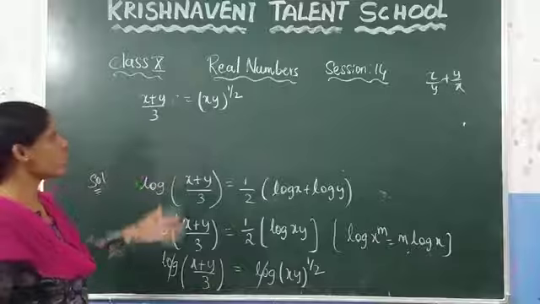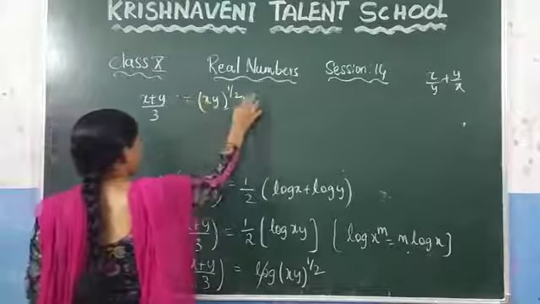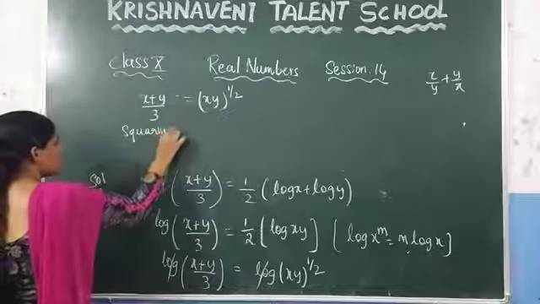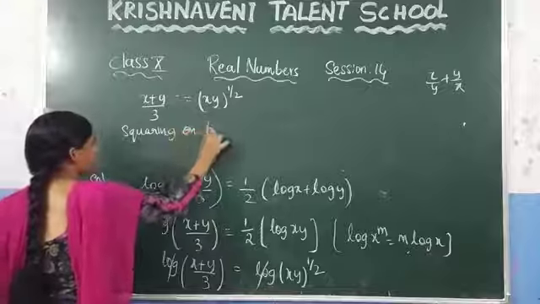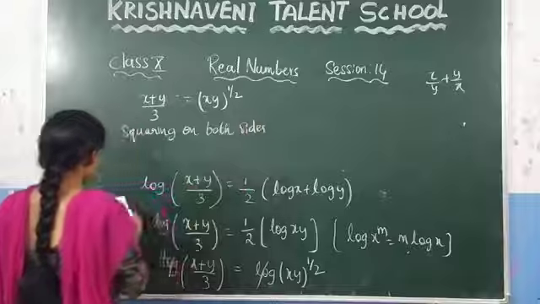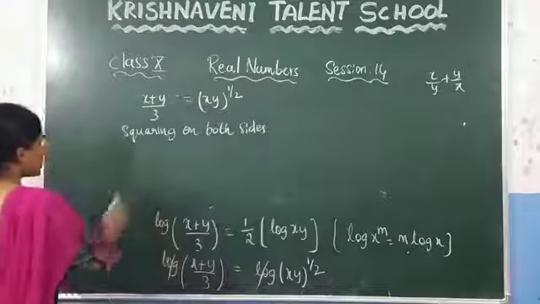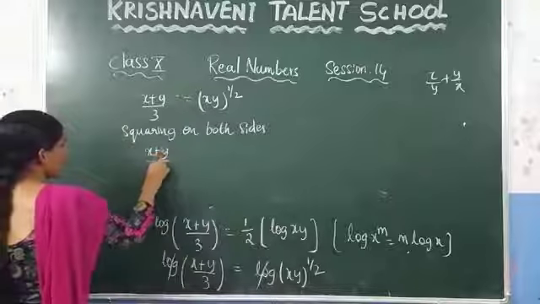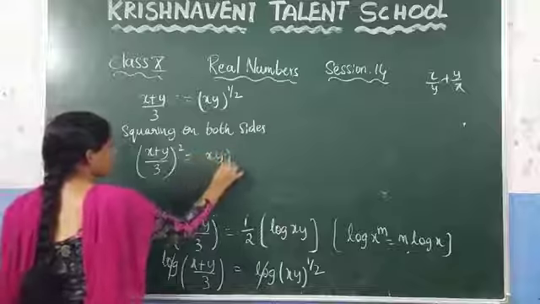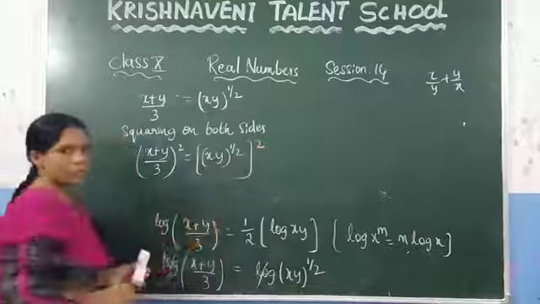If you want to cancel the power, what do we need to do here? If you take squaring on both sides, what will happen? See, write it here: squaring on both sides. If you take squaring on both sides, the half and the square will get cancelled. Then you will get the form like this: ((x plus y)/3) whole square is equal to ((xy) power 1 by 2) whole square. We applied squaring on both sides.